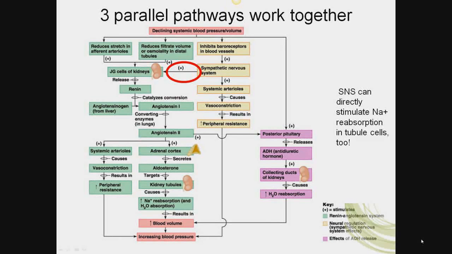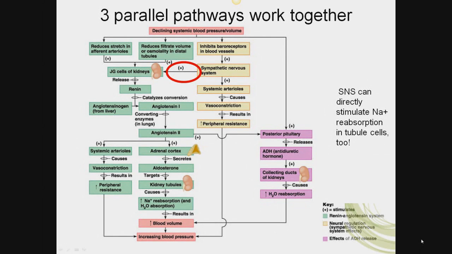Decreased stretch means decreased action potentials up to the medulla oblongata, which will mean that there will be an increase in sympathetic response, and that will mean more vasoconstriction, more peripheral resistance, and this will help increase blood pressure. That's the fastest way to increase blood pressure.